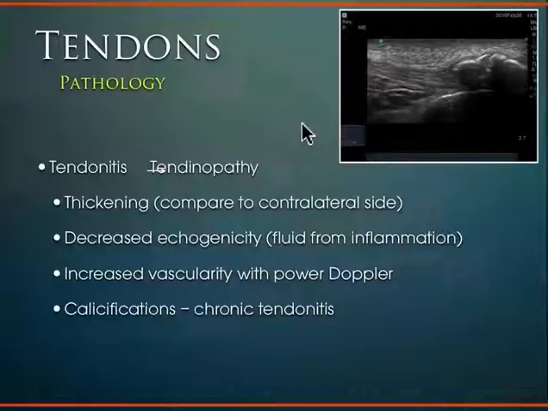And I mentioned earlier, in terms of that power Doppler, with tendinopathy or chronic tendon problems, there tends to be new vessel formation, which we call neovascularization, in the tendon.